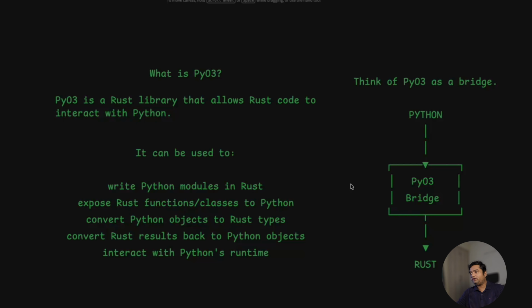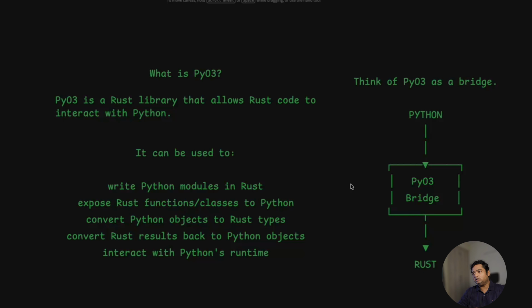So now what is PyO3? PyO3 is a Rust library that allows Rust code to interact with Python, right? The Python which we write, that Rust can understand. So this library does that work. It's written here as a Rust library, but it's not a complete part of Rust. It's a different technology which is able to do this.